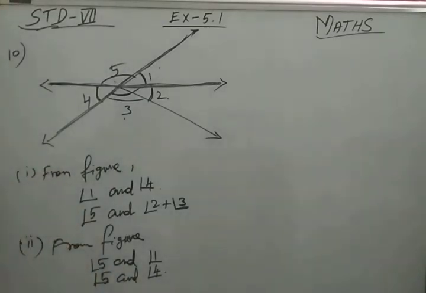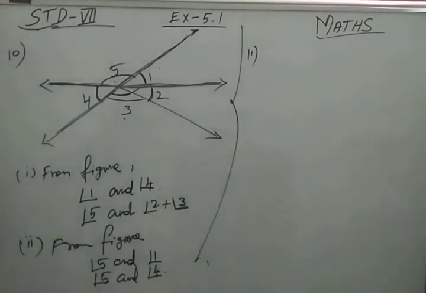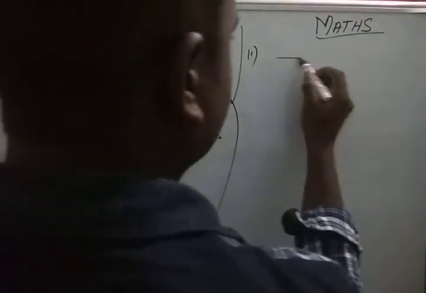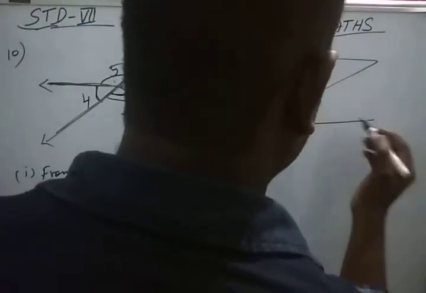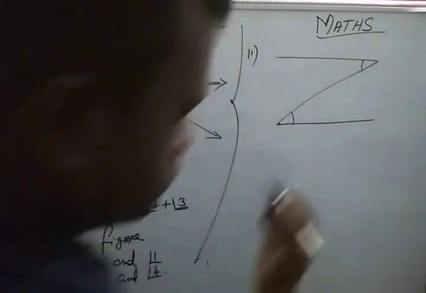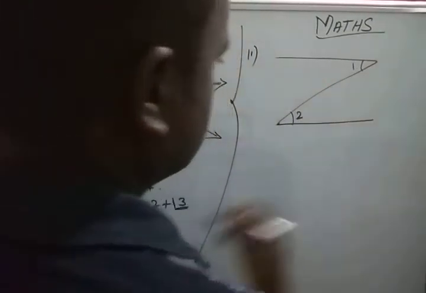Okay. Next, question number 11. In the following figure, the 11th question is: is angle 1 adjacent to angle 2? Give the reasons. Angle 1 adjacent to angle 2, give the reasons, they have asked. So we have to make the drawing over there. Angle 1, angle 2. Okay.